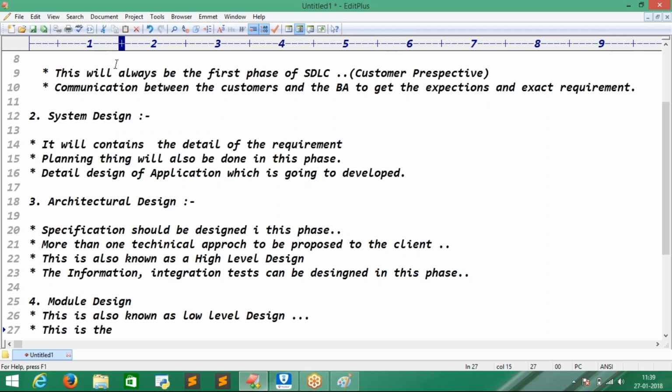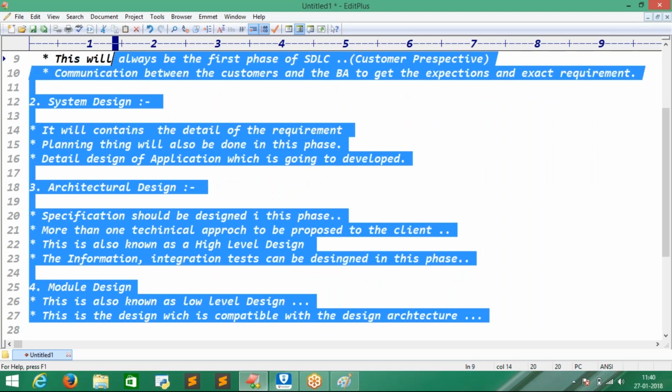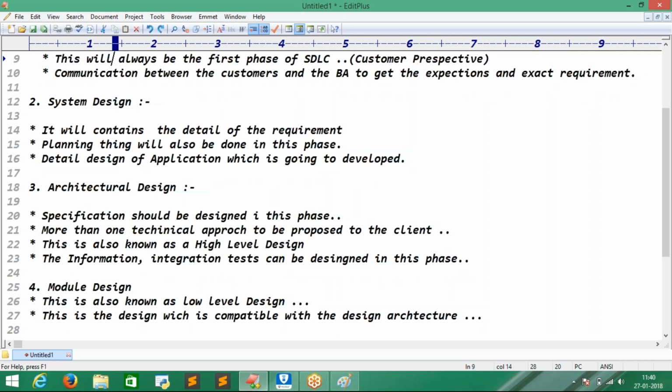This is the design which is compatible with the design architecture. Sorry guys, it is compatible with all the other design architecture. Great. Now this is all about the module design.